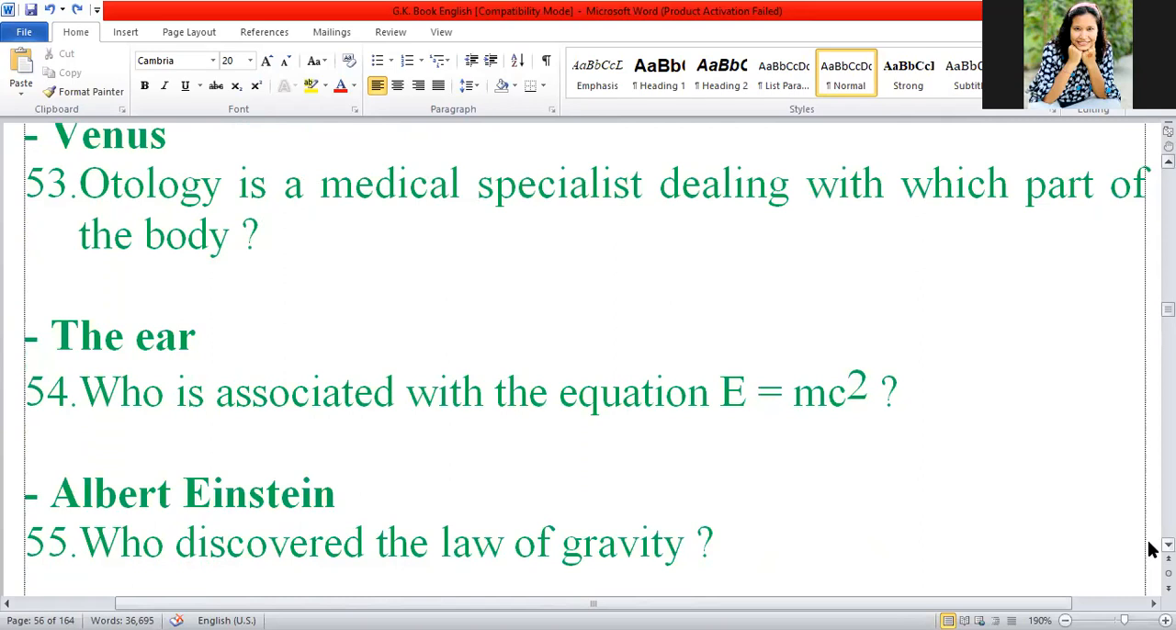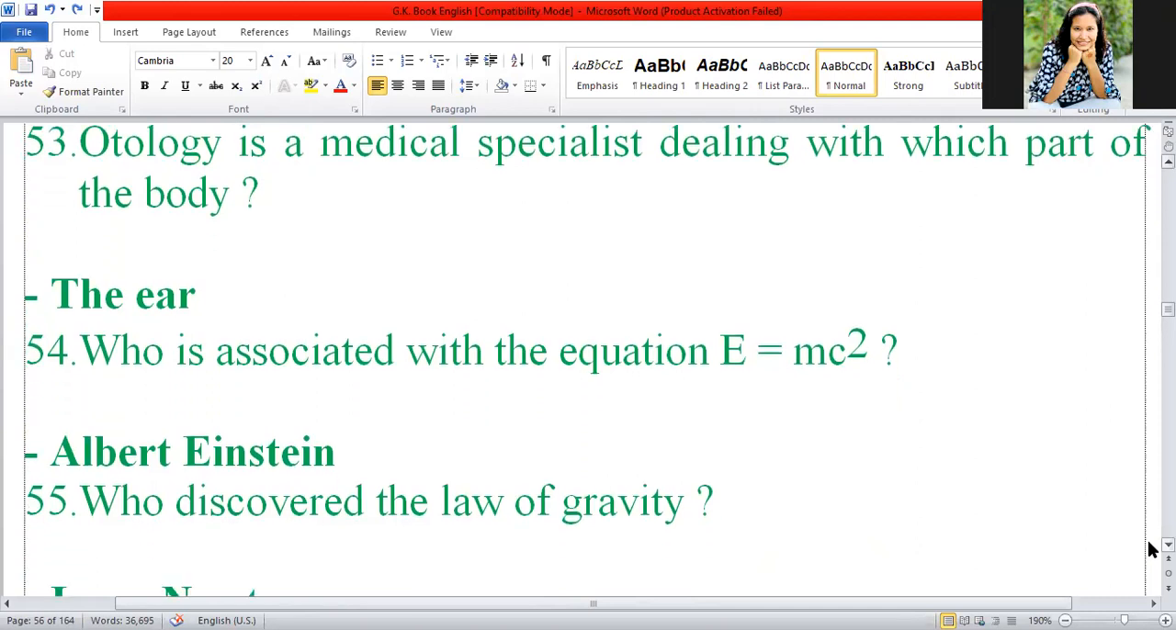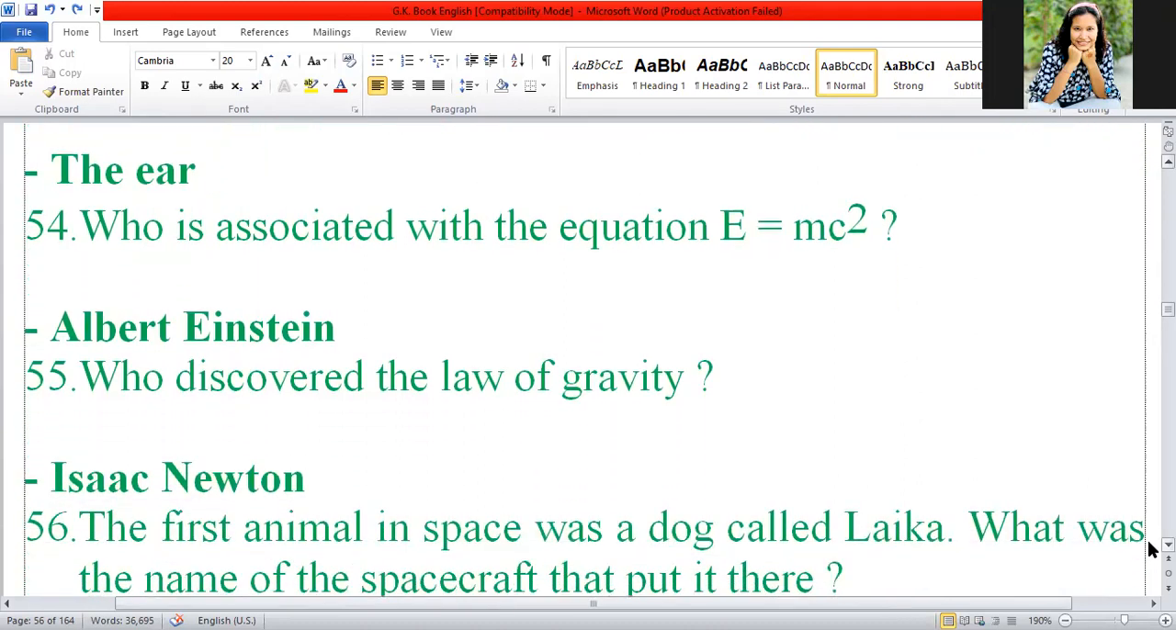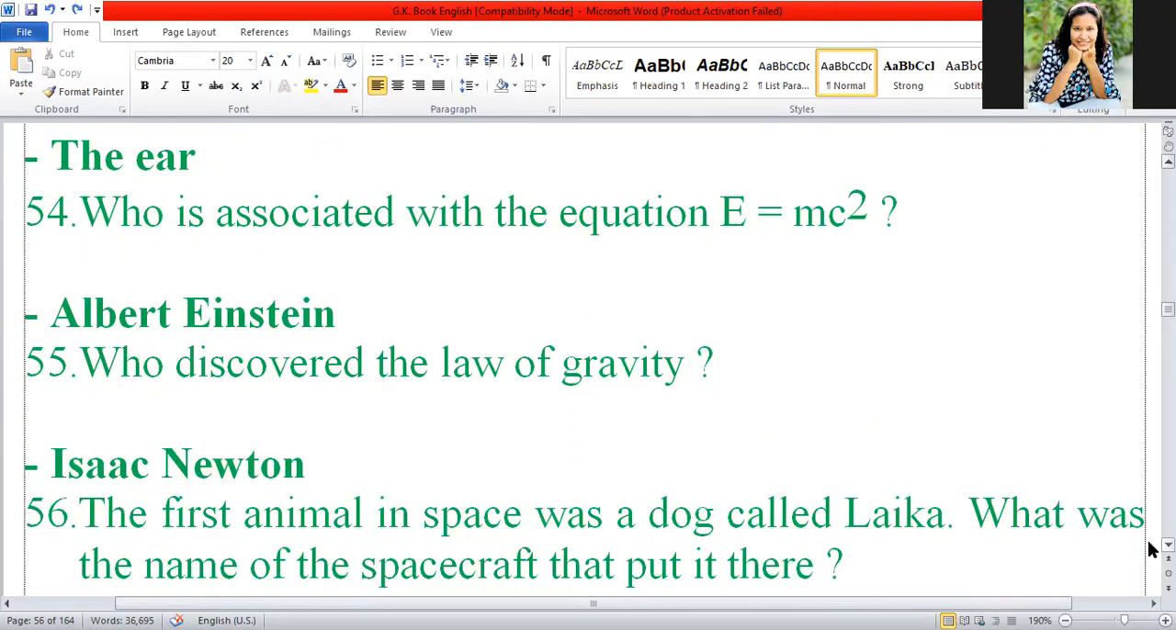Well, sathiharule chai thaha bhayera pani nabhannu bhako hola bhanne biswas gardachu ra answer tira lagau. Right answer is Albert Einstein. Who discovered the law of gravity? Question number 55 ma bhayeko chha. Sir Isaac Newton. Dui jana bata Isaac Newton nai aayeko cha ra yesko right answer pani tei hunu parcha jasto lagcha malai pani. Right answer Sir Isaac Newton nai rheko cha, congratulations to you both. The first animal in space was a dog called Laika. What was the name of the spacecraft that put it there?